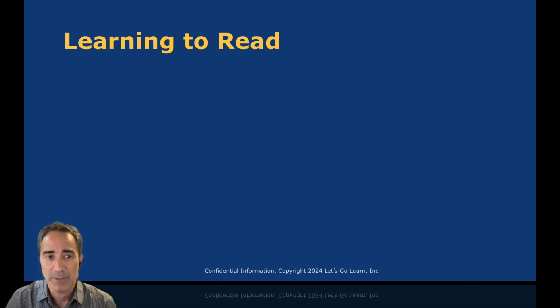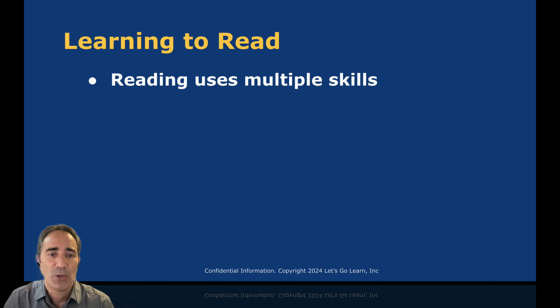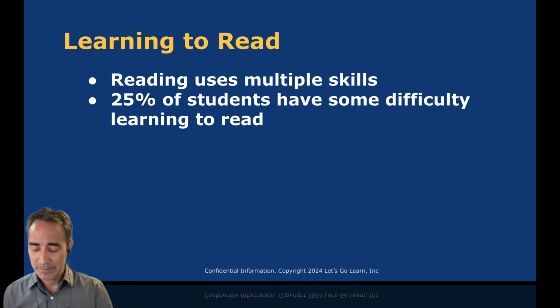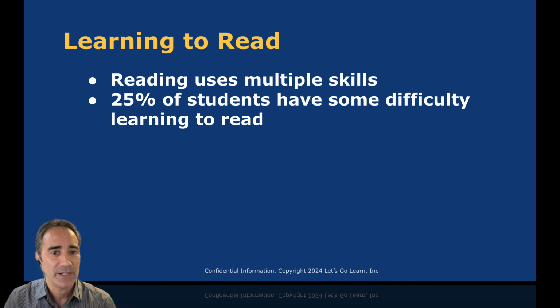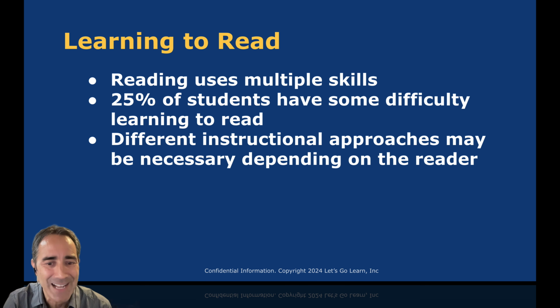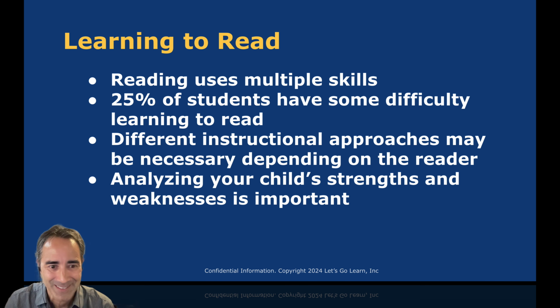All right, so learning to read, right? Reading uses multiple skills. 25% of students have some difficulty learning to read. So it's very common. It doesn't mean that there's something wrong with the student. It's very common because reading is a lot more complicated than we realize. Different instructional approaches are necessary depending on the reader. Analyzing your students' or your child's strengths and weaknesses is really important, because what you need to know is where are they strong, where are they weak, and then where are their instructional points. So it's really important to understand that.